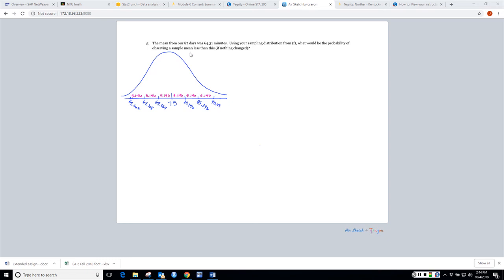So here are my numbers along the bottom. And then our sample mean was 64.31, which is roughly about here. And then I need to figure out which way I would shade. So it has the less than, so we're going to shade to the left.